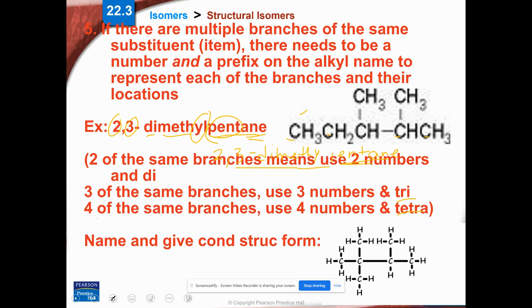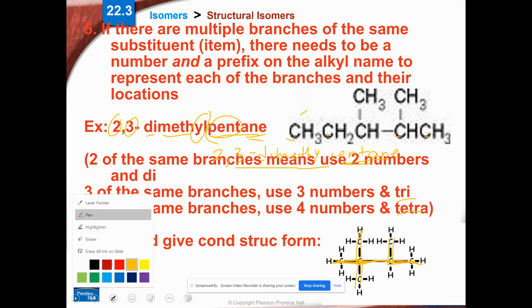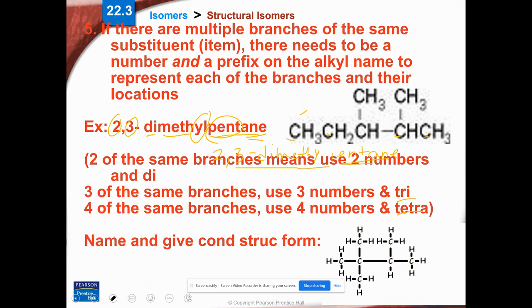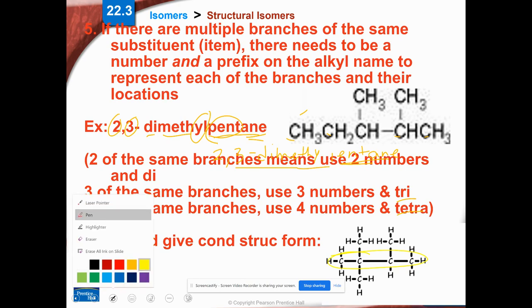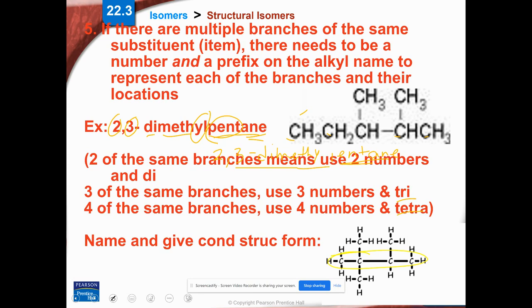All right, let's count. 1, 2, 3, 4. 1, 2, 3. 1, 2, 3, 4. 1, 2, 3, 4. I believe that it looks like 4 is our longest connected chain of carbons. So let's circle those 4 connected chains of carbons. Any 4 is fine. As long as you're circling the 4 connected carbons, your name is going to be correct.